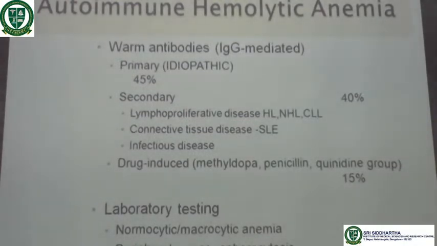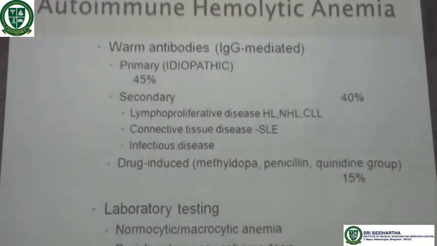So warm antibody type, warm AIHA, they are IgG mediated type. The most common is primary idiopathic, 45%, secondary to some other diseases like lymphoproliferative diseases such as Hodgkin's lymphoma, non-Hodgkin's lymphoma, CLL. Okay, next WBC disorders will be discussed in detail. Connective tissue disorders like systemic lupus erythematosus, a lot of infectious diseases. Drug induced, because of methyldopa, penicillin, quinine group, you get warm type of autoimmune hemolytic anemias.